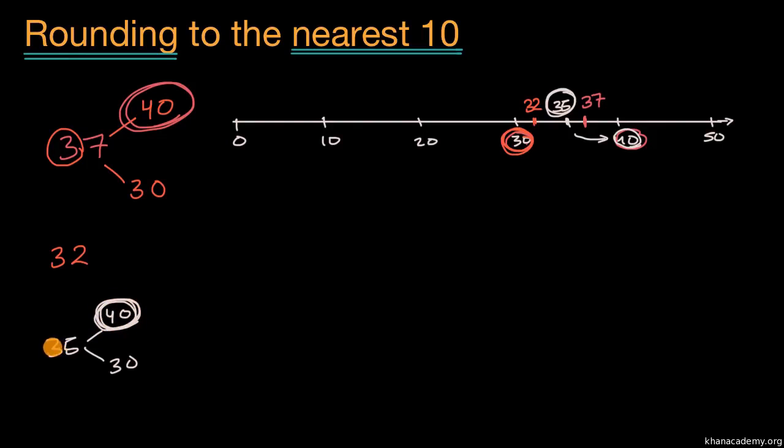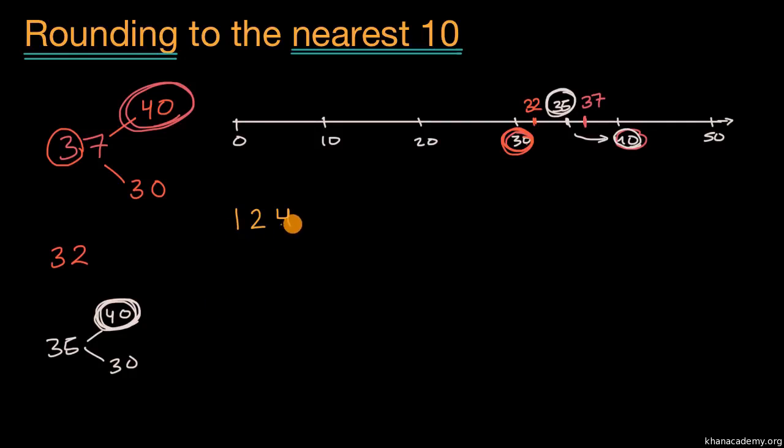If you're a little bit less than 35, then you're going to round down to 30. But with that out of the way, let's do some more examples. Let's do an example of a 3-digit number where we're rounding to the nearest 10. Let's say that we want to round the number 124 to the nearest 10.